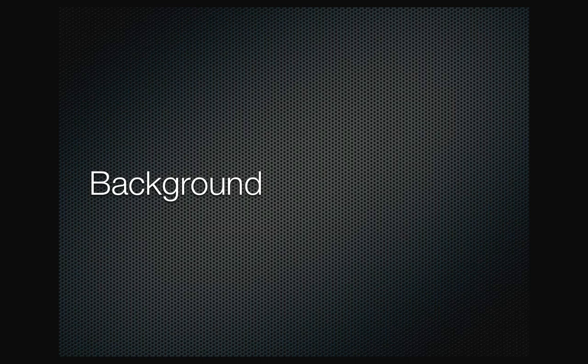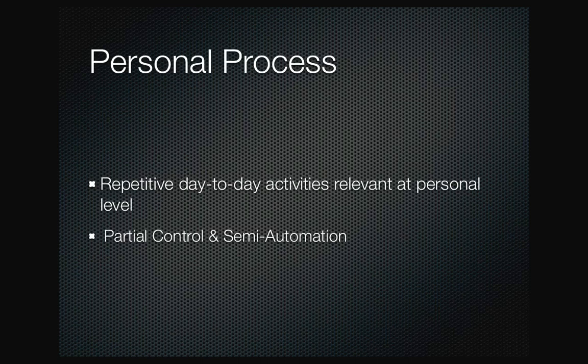So, background. What is a personal process? Well, we define a personal process as repetitive day-to-day activities relevant at a personal level. An example of this could even be a cooking recipe, such as how to make pasta, or a visa application process, or, like I mentioned earlier, a job application process. The key concept here is that personal processes have partial control and semi-automation.